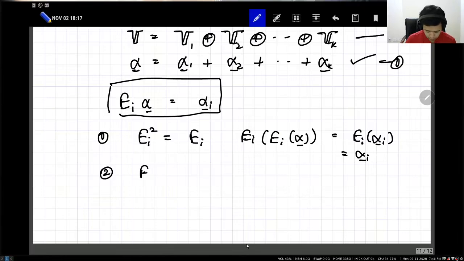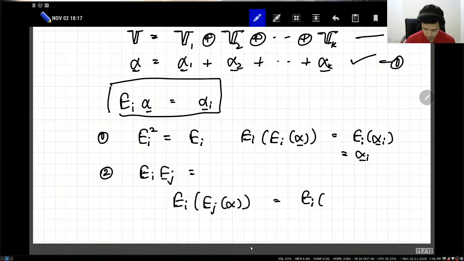And what can I say about E_j for j not equal to i? So if I take any vector alpha, E_i of E_j of alpha, this is E_i of alpha_j, but since the subspaces are independent, this is equal to the zero vector, right? So E_i E_j is equal to the zero matrix.